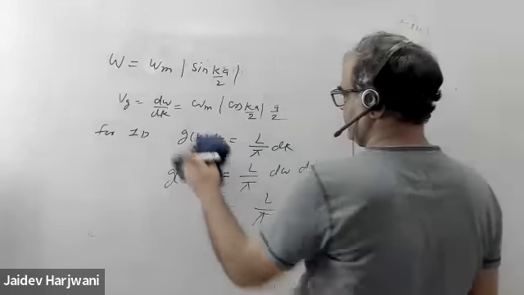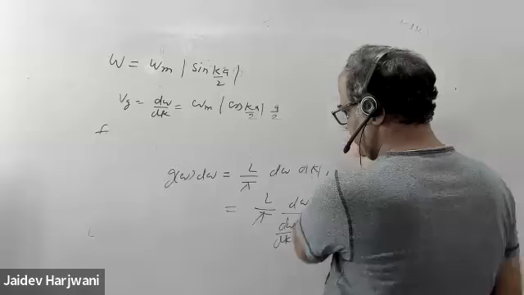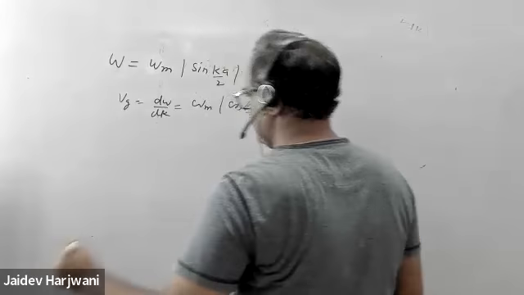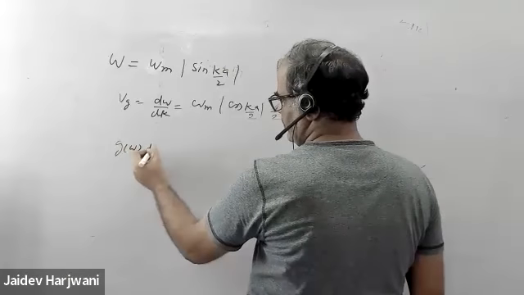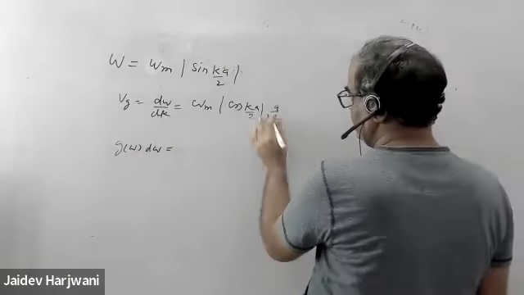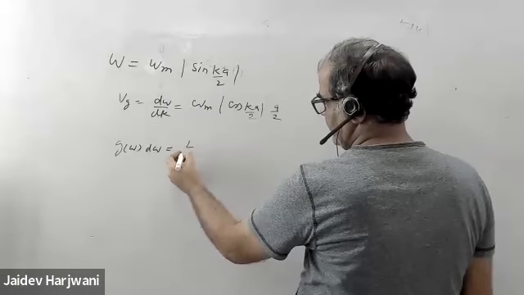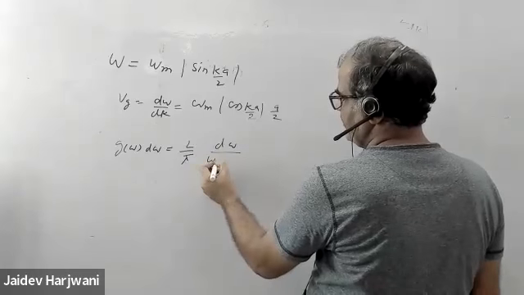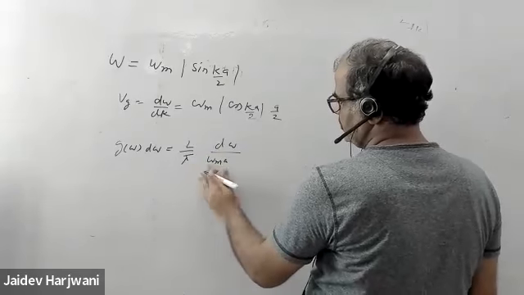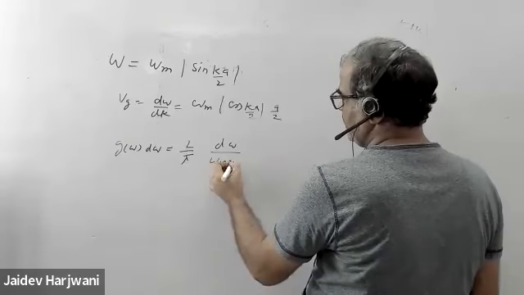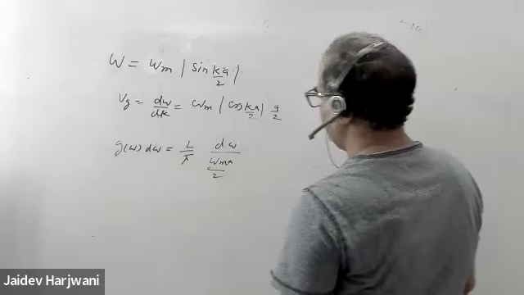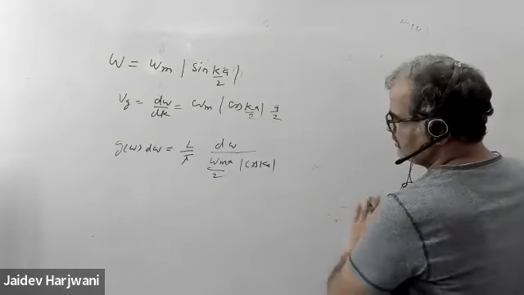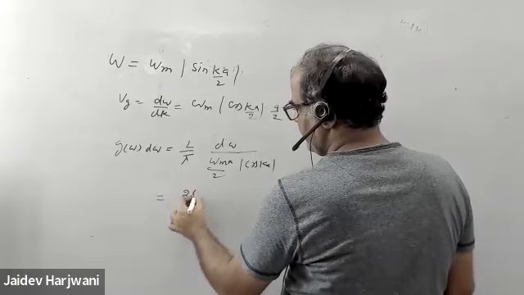So now I want g omega. Okay, this is my g omega d omega. Okay, that is equal to what? L upon pi d omega, okay, and upon Vg, so Vg is what? Vm a by 2, so 2 will come there, so Vm a by 2, okay, and cos ka. Okay, so now this becomes 2L upon pi.